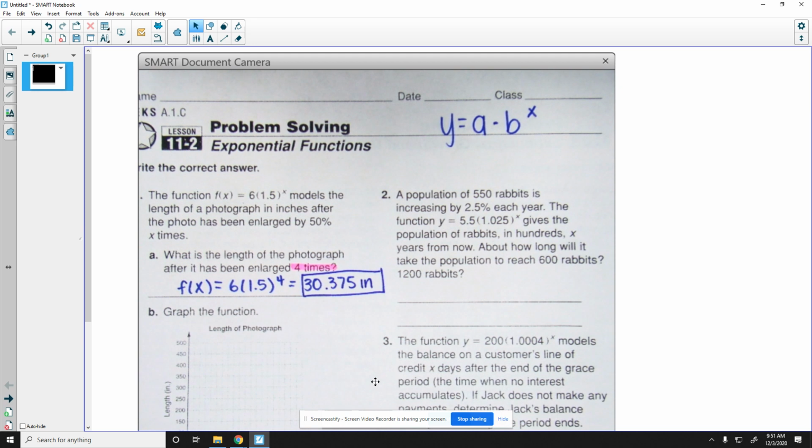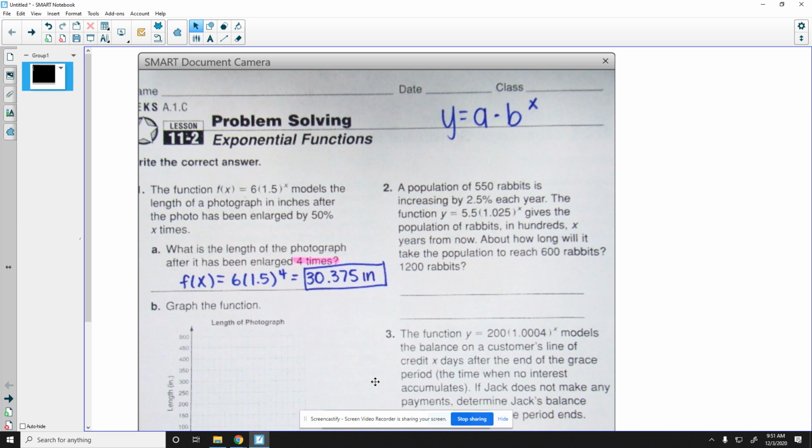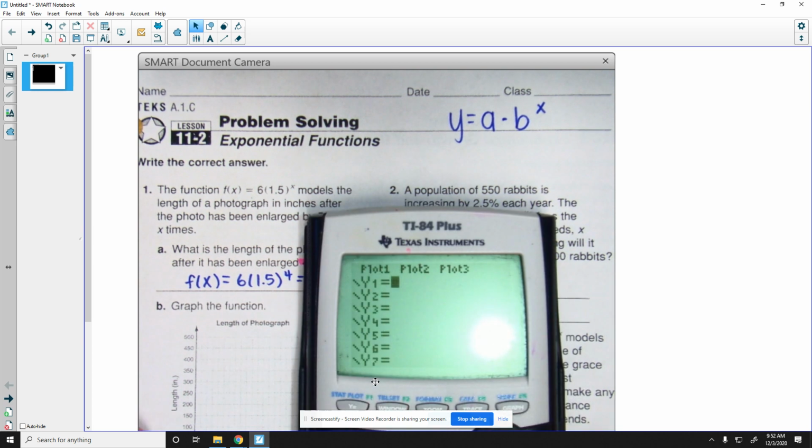Now it says letter B, graph it. Okay. Does anyone remember, how do I graph something like this? Because I really just can't do it by hand. Vaughn, what do you think? Yep, so just plug it in your calculator. 6 parentheses 1.5 to the x power, just like that.